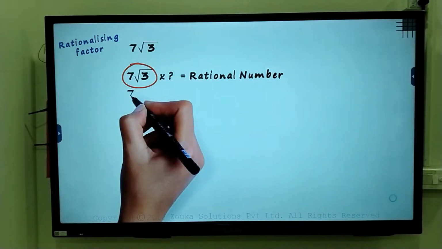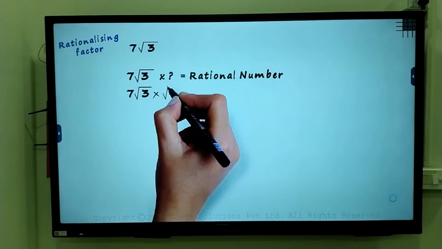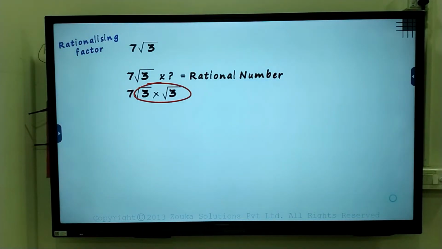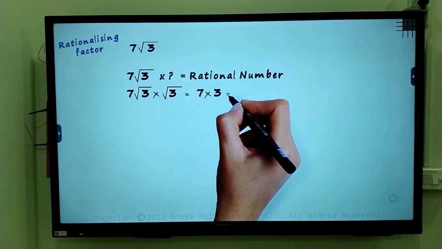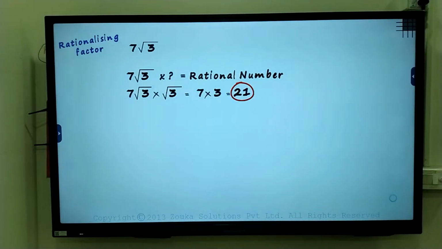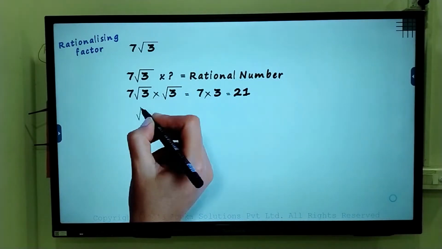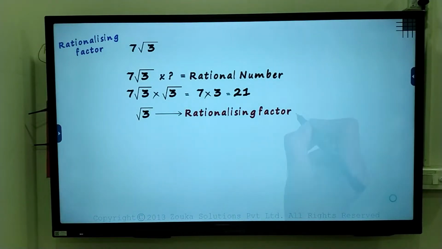Let's try multiplying 7 root 3 with root 3. Root 3 multiplied by root 3 equals 3. So this expression will equal 7 multiplied by 3, which equals 21. Yes, 21 is a rational number. We multiplied a number with root 3 to get a rational number. So we can say that root 3 is the rationalizing factor of 7 root 3.